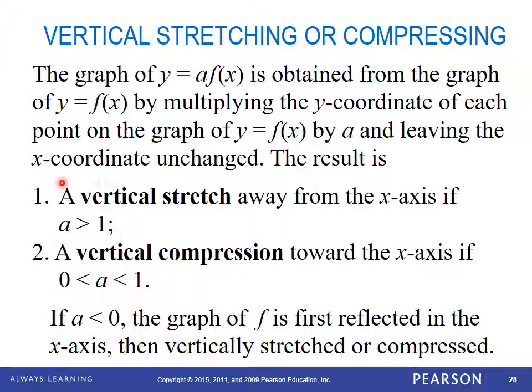All right, here's what we're talking about here. I know I mentioned it before here. So a vertical stretch away from the x-axis is whenever a is greater than 1. A vertical compression, which means towards the x-axis, happens when a is between 0 and 1, and a is just the multiplier in front of the function itself.